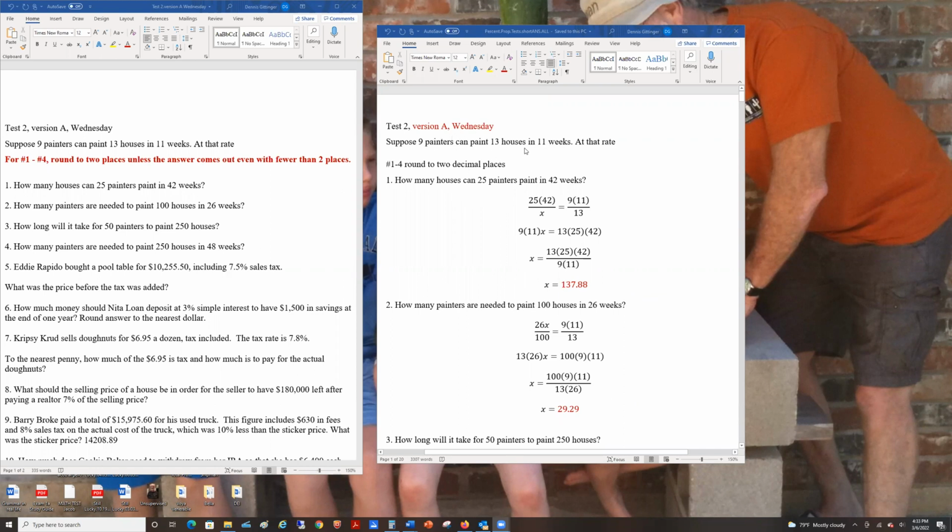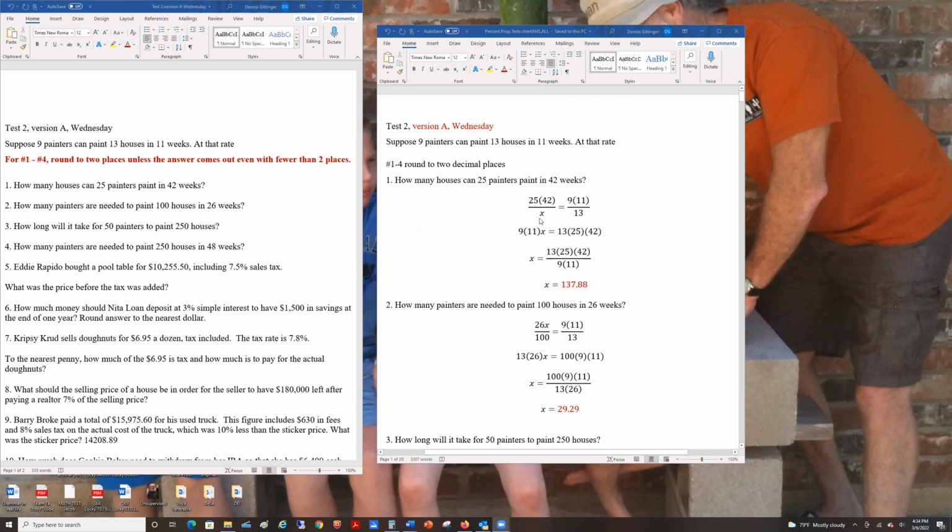So 9 times 11, of course, is 99, which you could put here if you wanted to. And problem one, how many houses can 25 painters paint in 42 weeks? So 25 workers in 42 weeks. You multiply the workers times the time, and that's worker time. 25 times 42. And how many, that's X, how many houses can they paint? And this has to be the same answer as the answer to the question, what's 9 times 11 divided by 13? So there's your proportion.